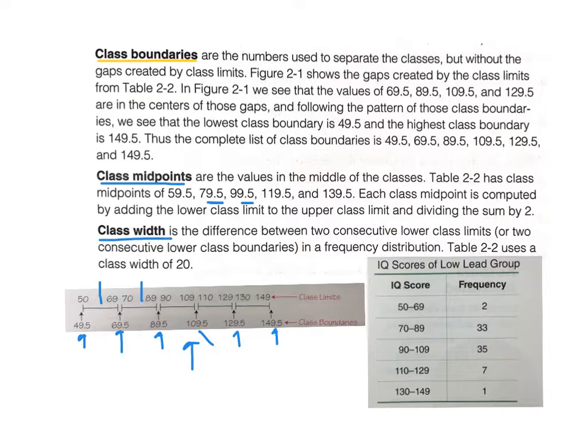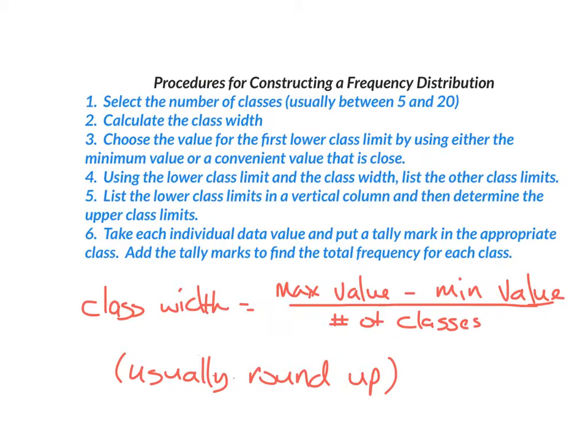Class width is a huge deal. You're going to have to find the width before you set these things up. All it is, is the difference between two lower class limits. So for the class width, this one's 50, that's 70 and 90 and 110. The difference between all of those is 20. So the class width is 20. Now, we're going to construct one in a minute, and one of your jobs is going to be to find the class width. And it's right here.